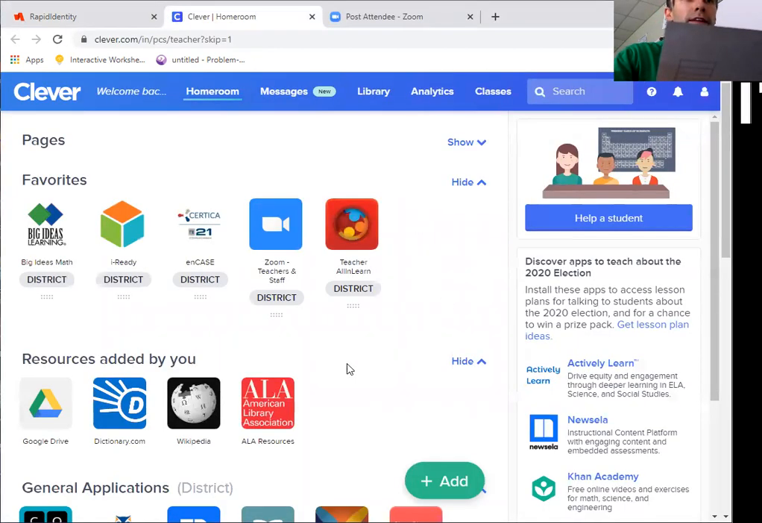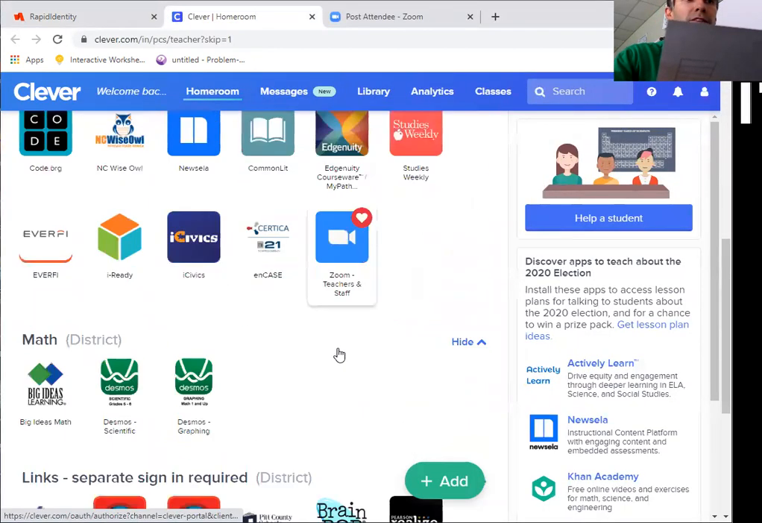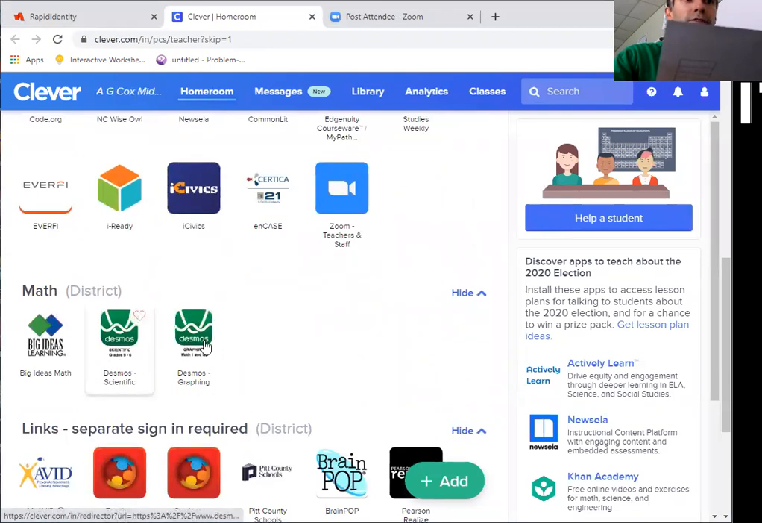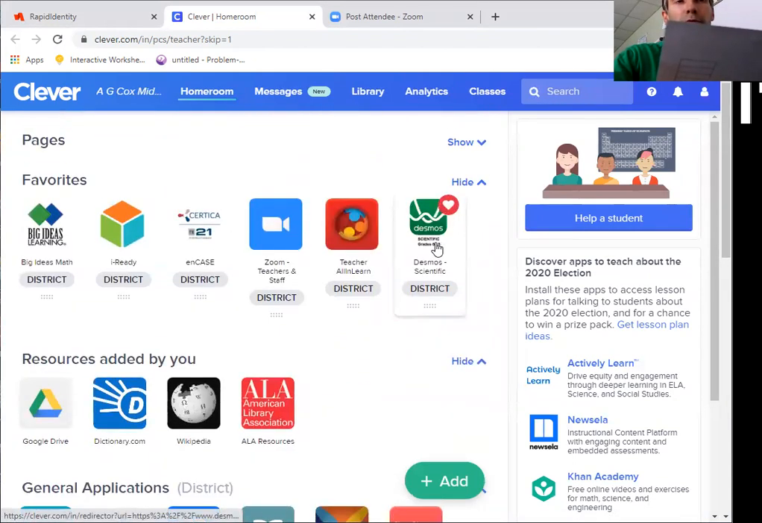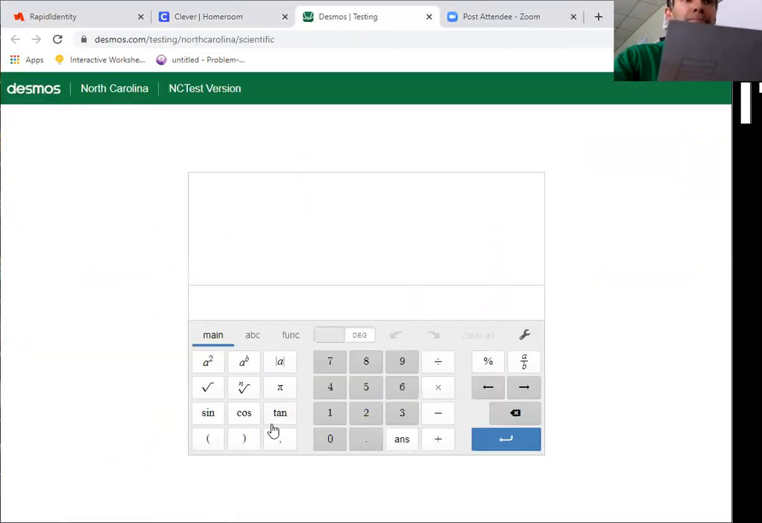Once you're on that, scroll down a little bit, and you see you've got two choices for Desmos calculators. We're going to choose a Desmos scientific calculator. Go ahead and heart that. If you heart that, a lot of times that'll take that up to the top of your page like that. So I'm going to click on Desmos scientific calculator.